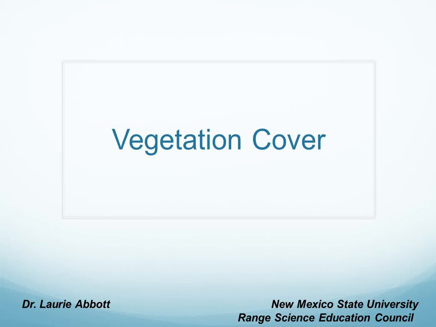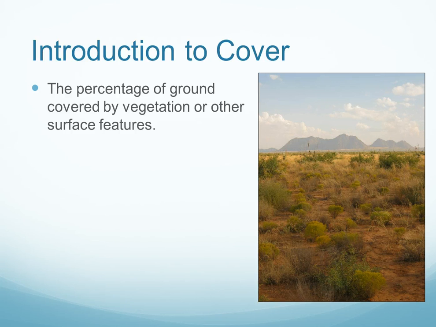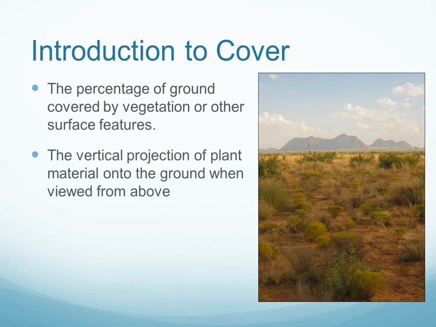Vegetation cover. What is the attribute that we call cover? Well, it can be defined as the percentage of the ground that's covered by vegetation or other surface features. Now, when we're specifically referring to plant cover, we define that as the vertical projection of plant material onto the ground when viewed from above. Cover is always reported in units of percent.